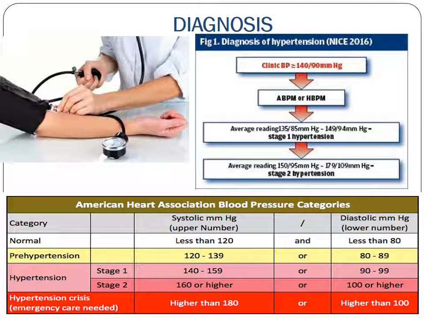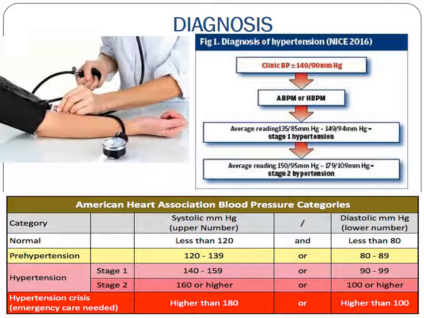Now, the American Heart Association has given us certain characteristics about what a normal blood pressure should be, when you would classify it as pre-hypertension, when it is called hypertension, and when it is called a hypertensive crisis, meaning it's an emergency condition. So normal, as we know, is less than 120 and less than 80, and pre-hypertension is anywhere between 120 to 139, and diastolic anywhere between 80 to 89.